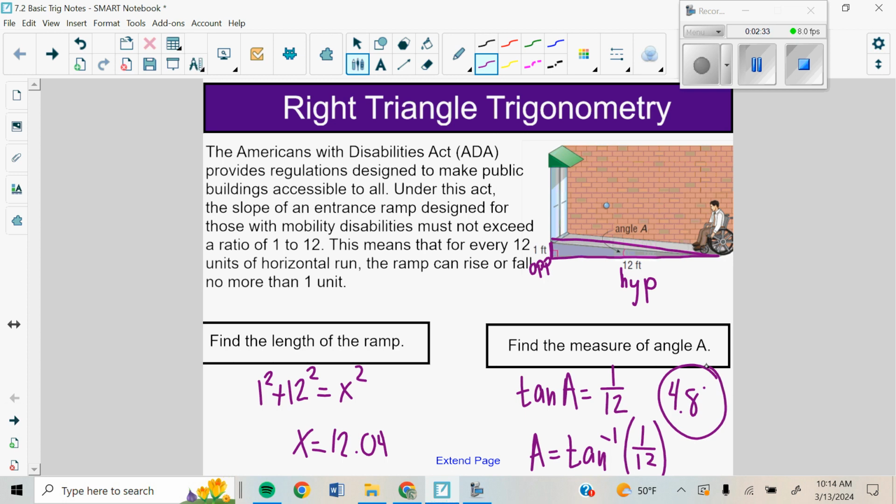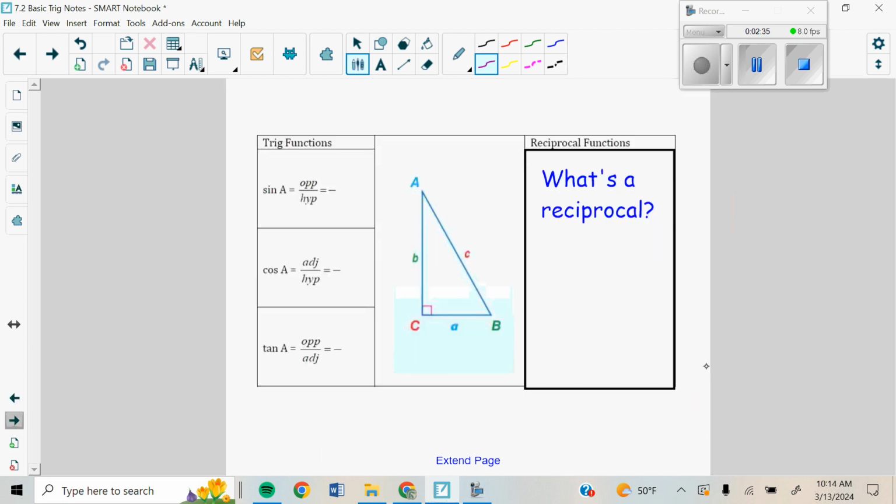All right, so then that just brings us to this diagram. So it talks about our sine is opposite over hypotenuse, cosine is adjacent over hypotenuse, and our tangent is opposite over adjacent. I just do want to remind you that we often think of this as SOHCAHTOA. Sine is opposite over hypotenuse, cosine is adjacent over hypotenuse, and tangent is opposite over adjacent.